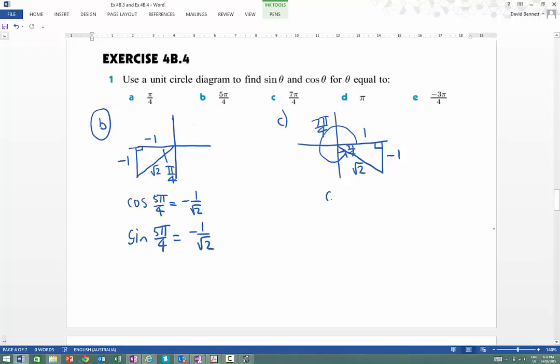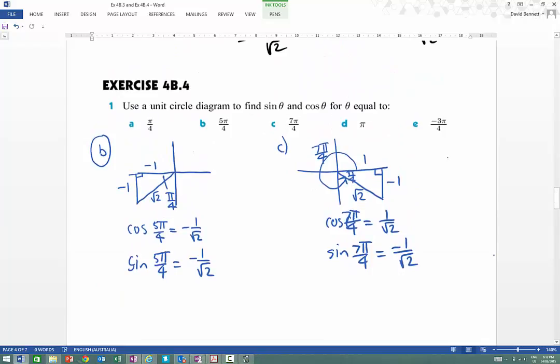So cosine of 7 pi on 4 is equal to the adjacent side, which is 1 over root 2. We know cosine is positive in that quadrant. And sine of 7 pi on 4 is equal to the opposite side, negative 1 over the hypotenuse there. So that's those sort of things done.